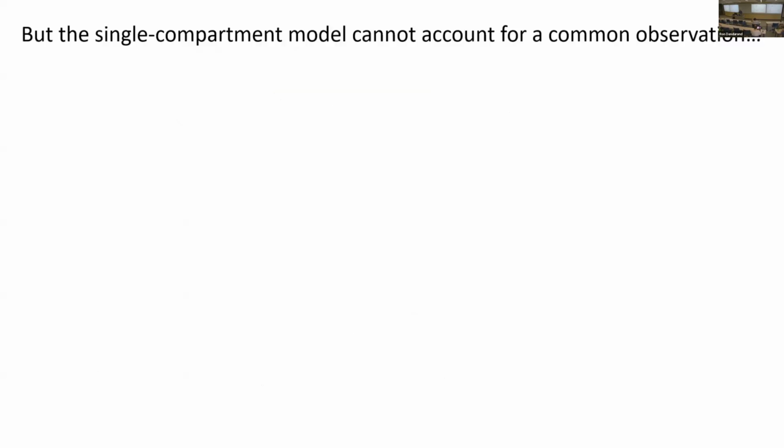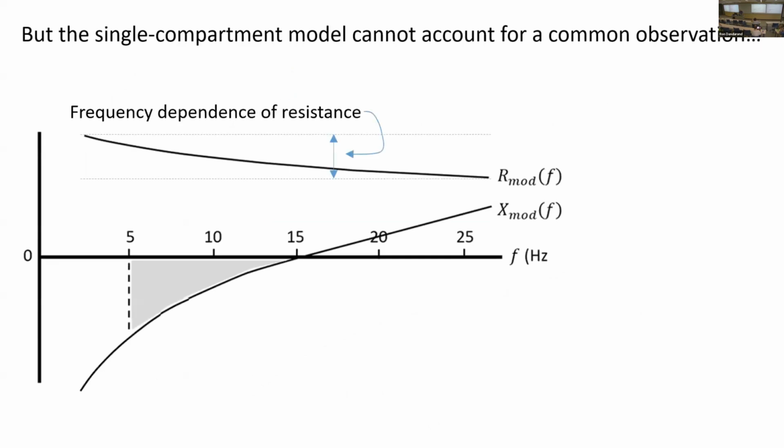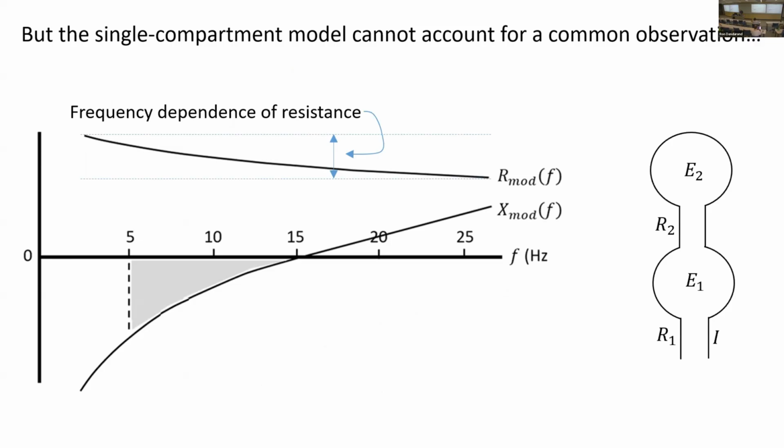Now, this model cannot account for the well-known observation of the negative frequency dependence of resistance. It's not possible to do that. So how do we do that? We have to use an extended model. The one that's usually invoked consists of two compartments like that, connected in series.